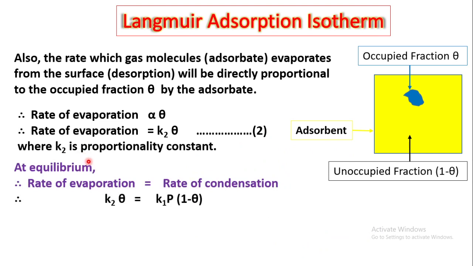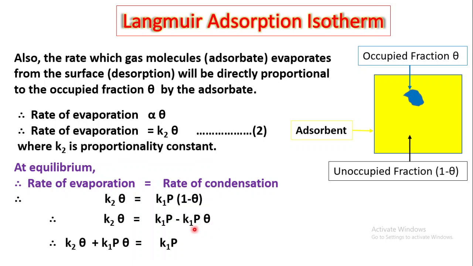Let us say this is equation number 2 and k2 is called the proportionality constant. Now at equilibrium, what will happen? At equilibrium, this rate of evaporation will be equal to rate of condensation. So from equation 2 it is k2 theta, and from equation 1 we have seen it is equal to k1 times p into 1 minus theta. So let us simplify this equation, then we get k2 theta equal to k1p minus k1p theta.